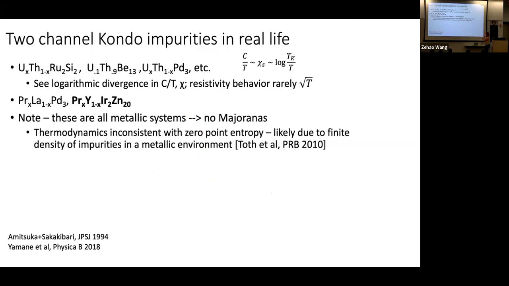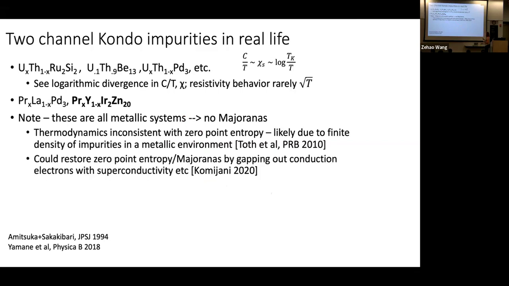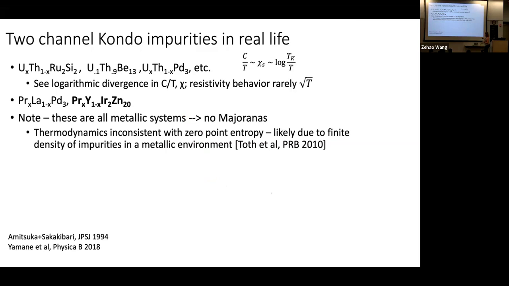So if you look at these systems, you can analyze the thermodynamics in a somewhat complex way, but you find that they're not actually consistent with it having a zero-point entropy. So we can see some of the scaling behavior, but not exactly the zero-point entropy. And that's thought to be because these are metallic systems.